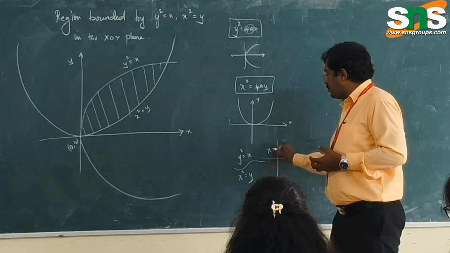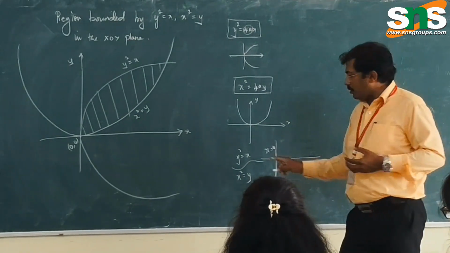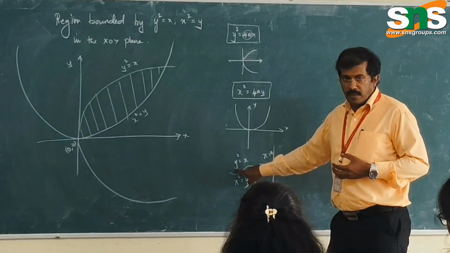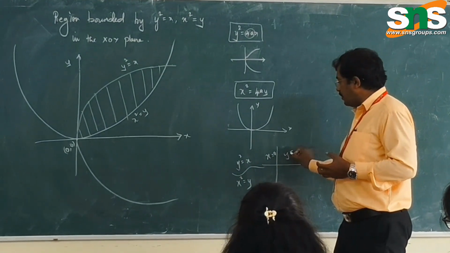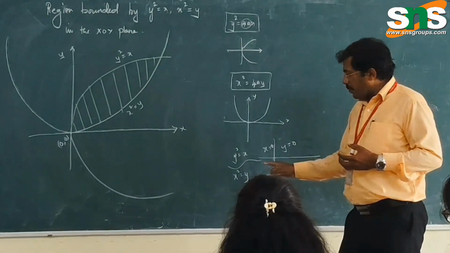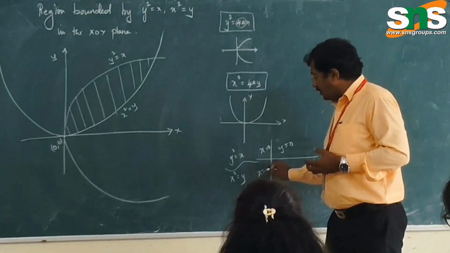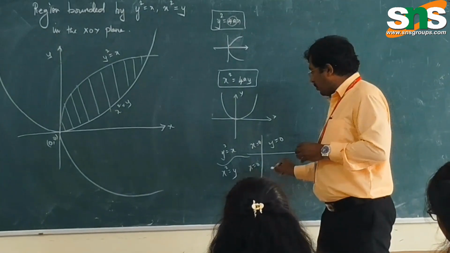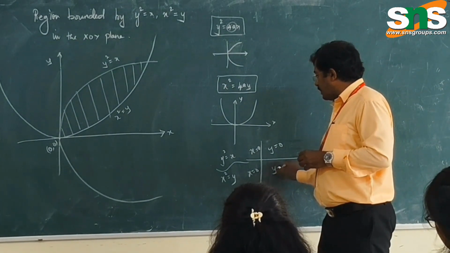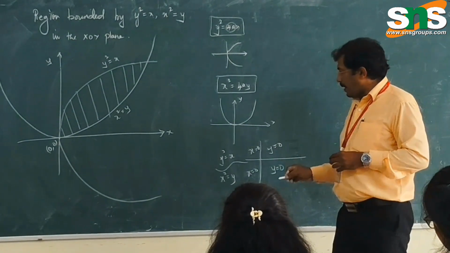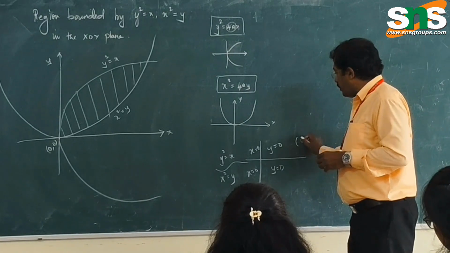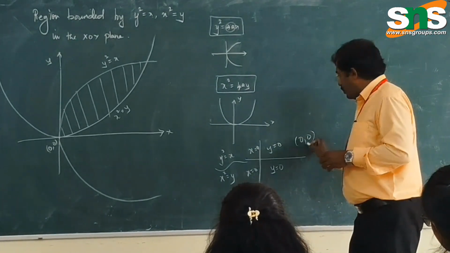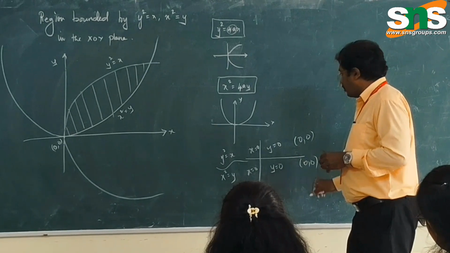So for example, let me take this one. If I apply x equal to 0 in this equation, what about y? Y is also 0. When I apply x equal to 0 in the other equation, y is also 0. So now I understand that the common point for these two equations is 0, 0.